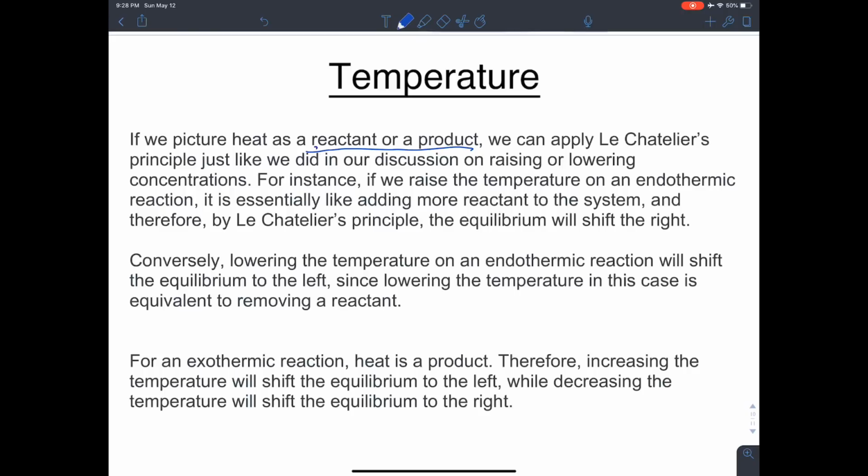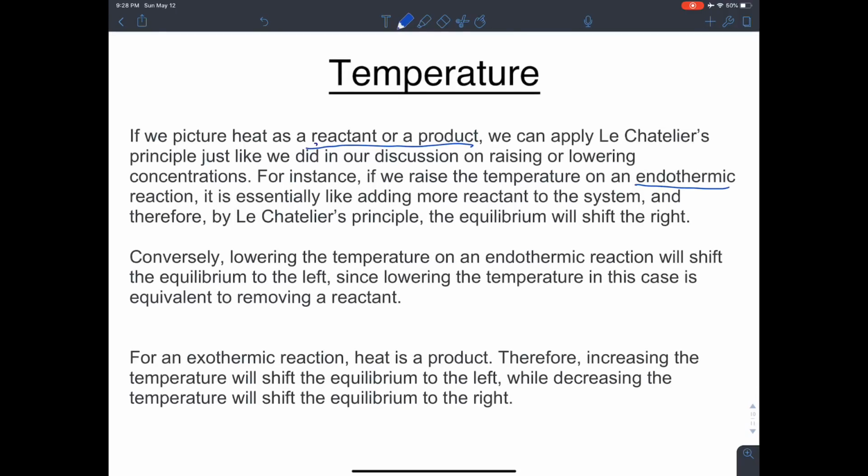So raising the temperature on an endothermic reaction: endothermic means heat is a reactant. You're adding heat to make the reaction happen. You're going to shift the system to the right. Lowering the temperature for an endothermic reaction, you shift towards the left. That's what I just showed. For an exothermic reaction, heat's a product. So if you increase temperature, you're going to shift towards the reactants, toward the left. If you decrease temperature, you're going to shift towards the right.